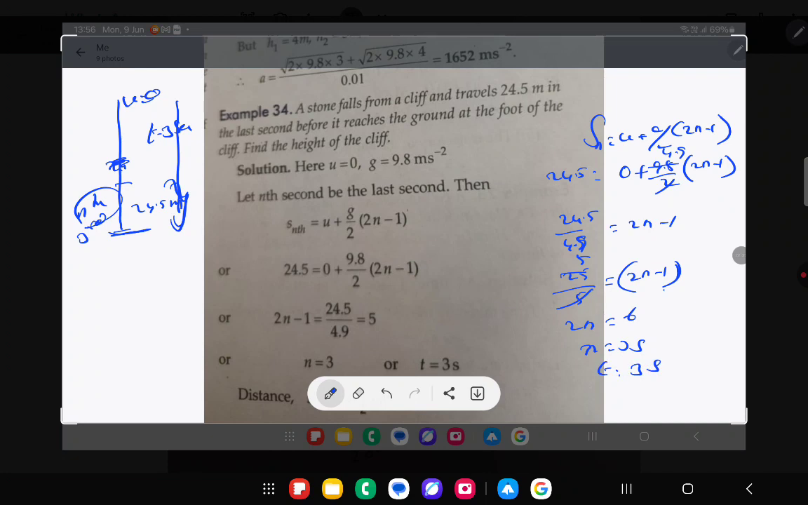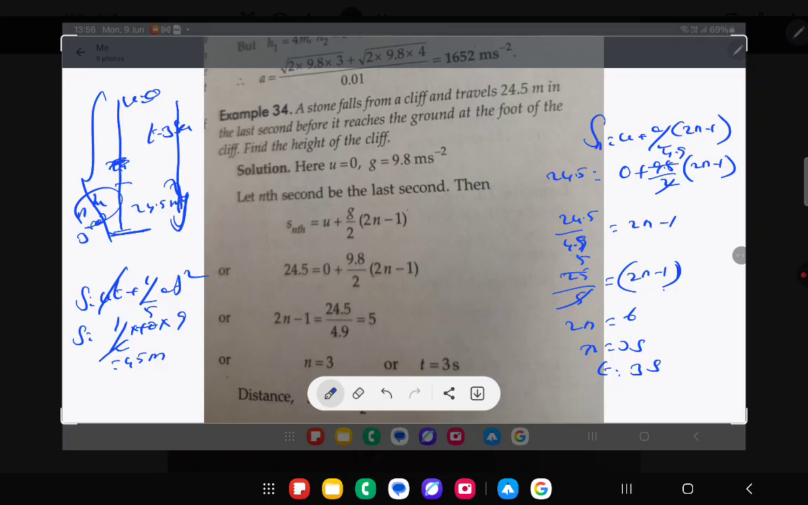Then they are asking to find the height of the cliff, the total height of the cliff, for which you can write s is equal to ut plus half at square. Time is 3 seconds, the initial velocity is 0, plus half into, let's take 10 as the gravity, into t square, which is 9, so it's 5 into 9, so 45 meters is the distance. So that completes the sum.